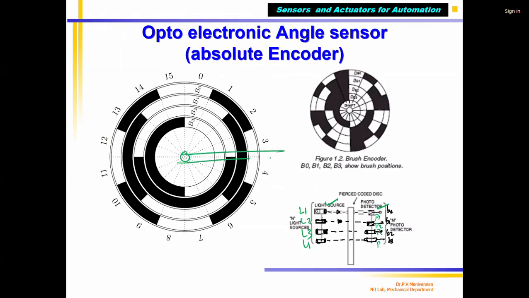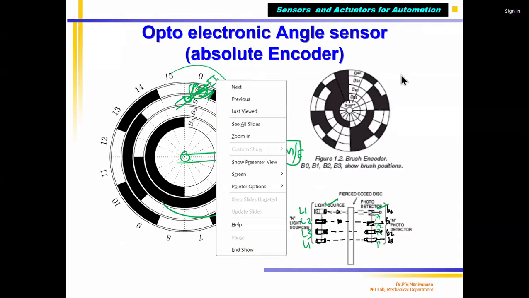This is my disk shaft. My motor is there, our engine is there. When this is rotating, the disk will also rotate. When it rotates, you will see that alternately, whenever this part is coming in front of the light source, the light will travel. One side is my light source, the other side is my photo transistor. Light will travel. But if the black color comes, what will happen? Light cannot travel.